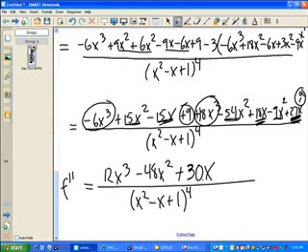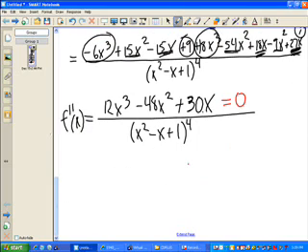12x cubed minus 48x squared plus 30x all over that common denominator, and this is the second derivative. Now, what you have to do is set it equal to 0, right? You're going to do that by factoring. You can factor out a 12x.